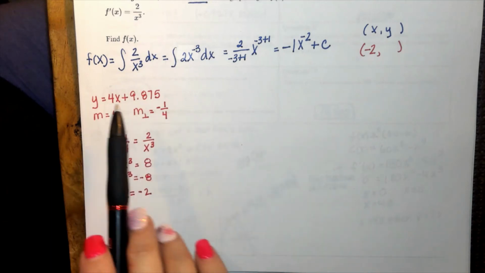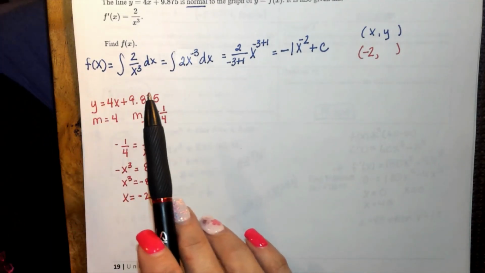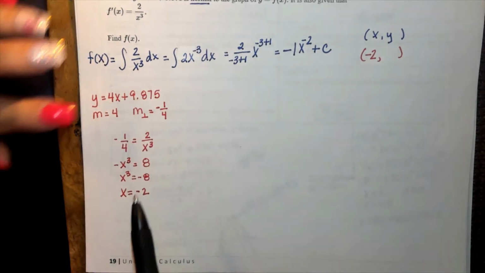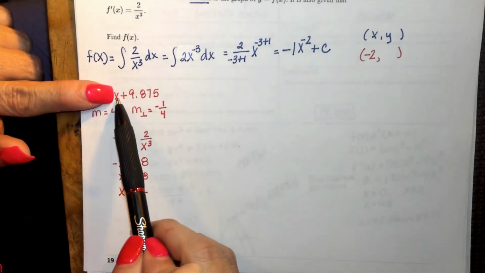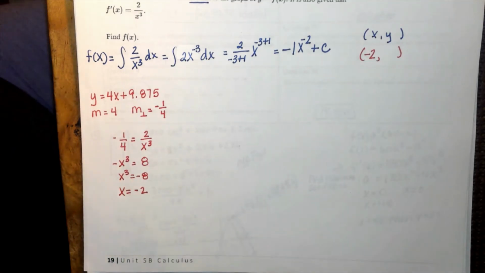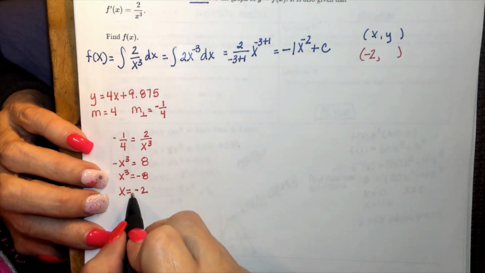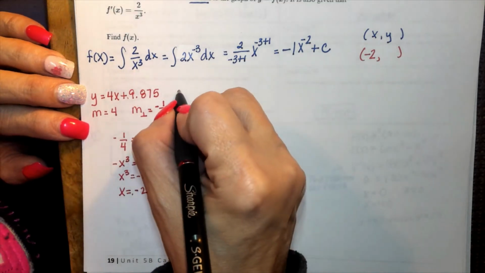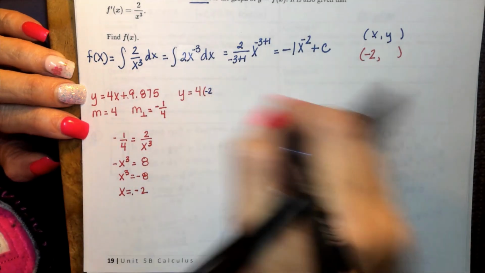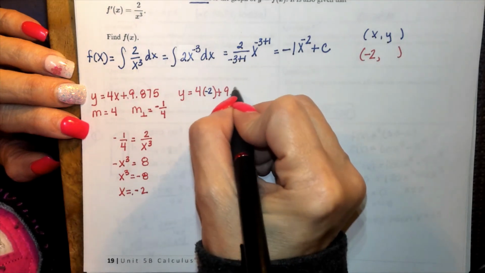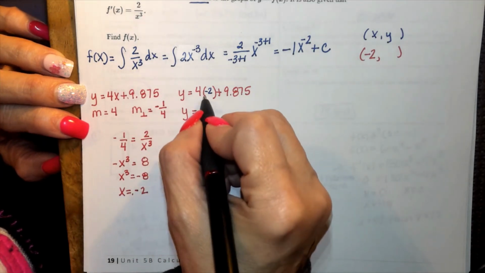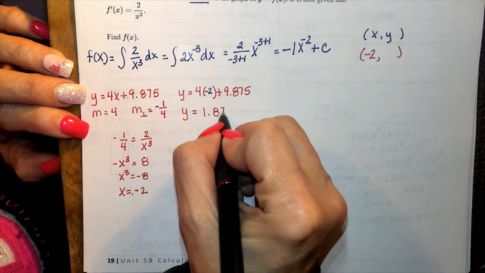Hopefully you're thinking, well, I know this line right here, and the slope of it is 4, it goes through negative 2. Could I take negative 2 and plug it in? That would give me the y value that's on that line, and that would be on the curve too. Yes. So we're going to take negative 2, plug it back in. y equals 4 times negative 2 plus 9.875. So y equals negative 8 plus 9.875, so that's going to be 1.875.